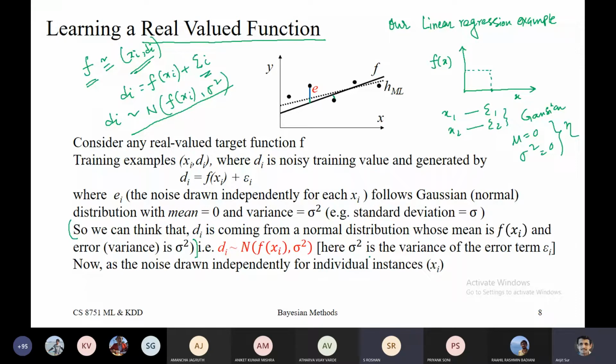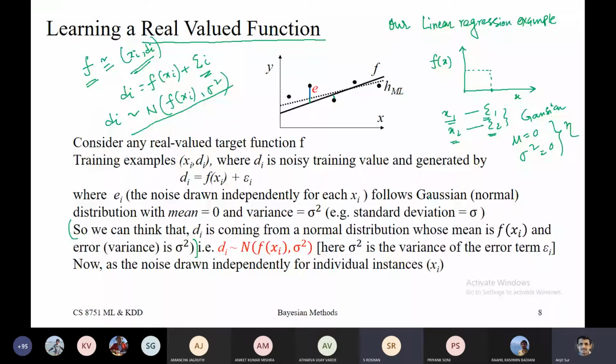Here, sigma squared is the variance of the error term, that is, how far it deviates from the mean. As the noise is drawn independently for each individual instance, I can say that the noise is independent of these data instances. So this is the setting. Now you know how the data is being distributed.